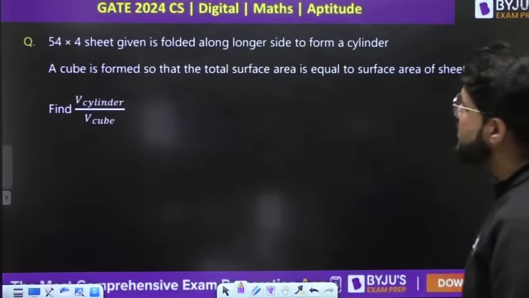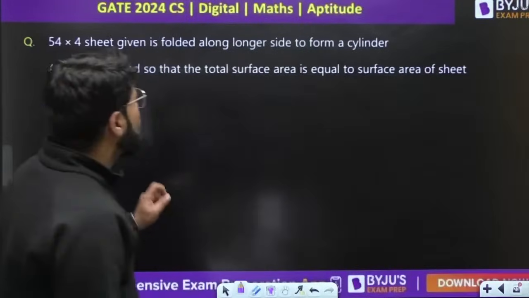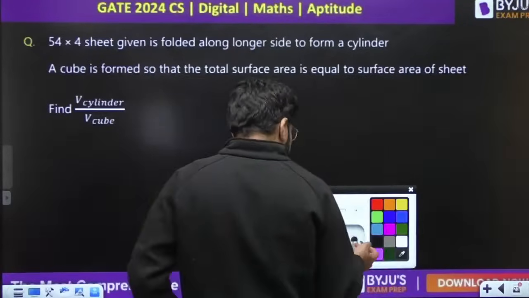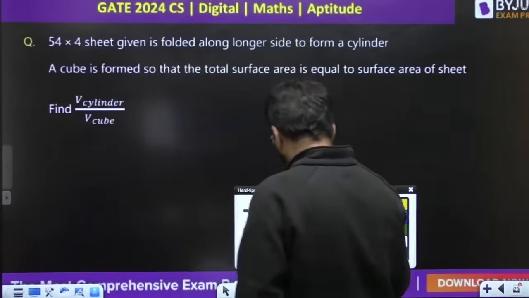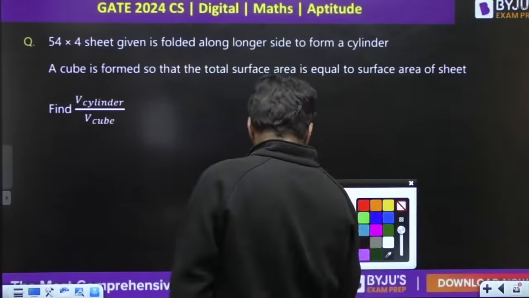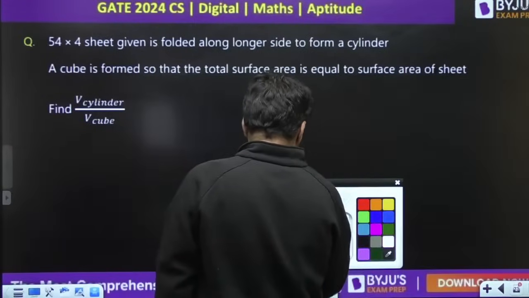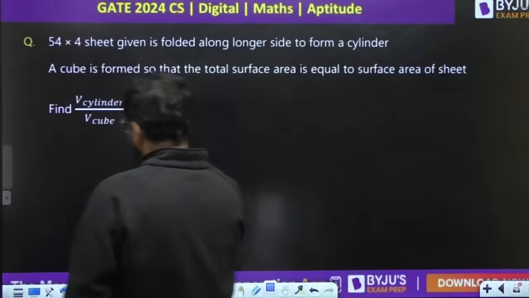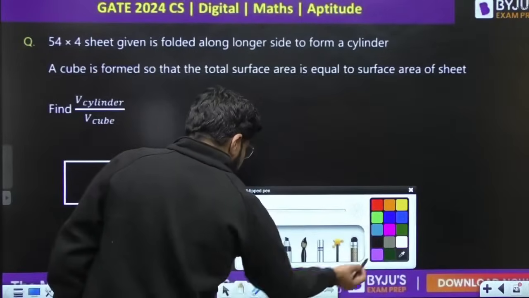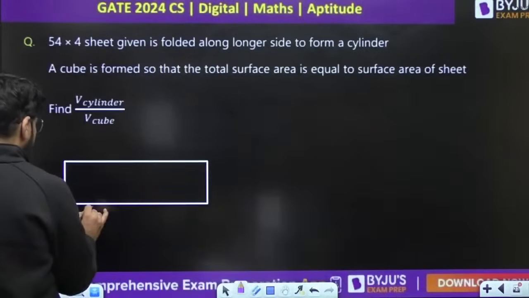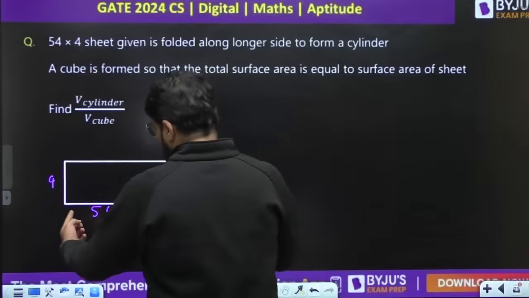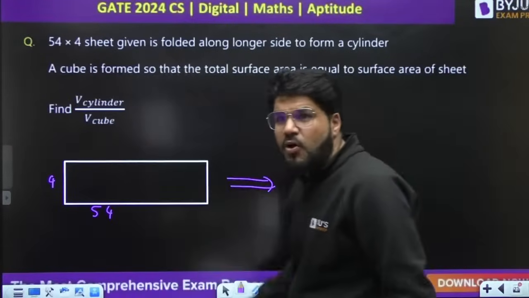54 cross 4 sheet given is folded along the longer side to form a cylinder. ध्यान रखना, this is a spatial aptitude type question mixed with geometry and mensuration. ठीक है. It is folded along the longer side to form a cylinder. Now what is that longer side? Okay, suppose this is 4, so this will be 54. It is folded along the longer side. इसके along fold किया.